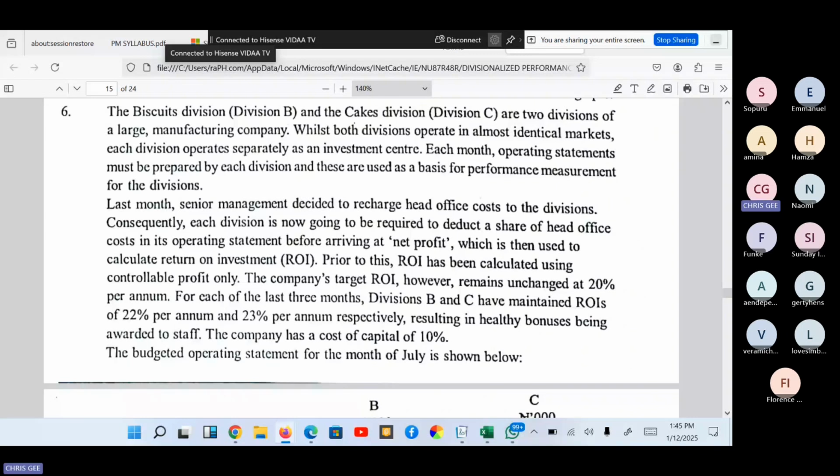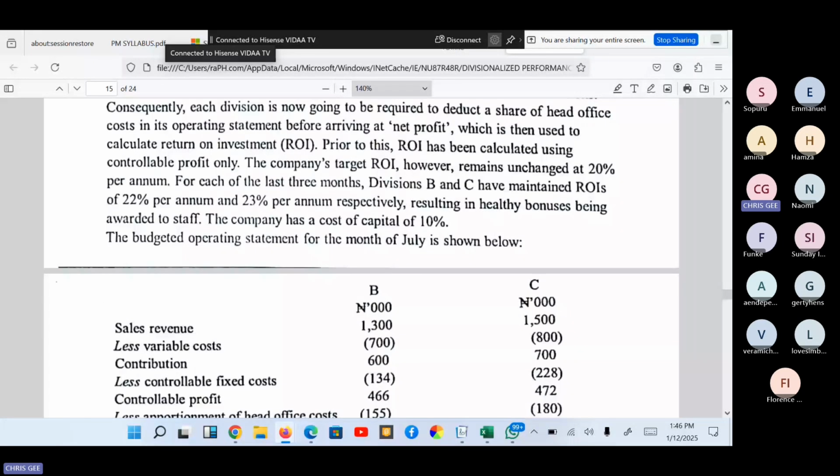Okay, so resulting in healthy bonuses being awarded to staff. The company has a cost of capital of how many percent? 10%. Now they've solved this work for the profit. The budgeted operating statement for the month of what? July. Take note. Month of July is shown below.